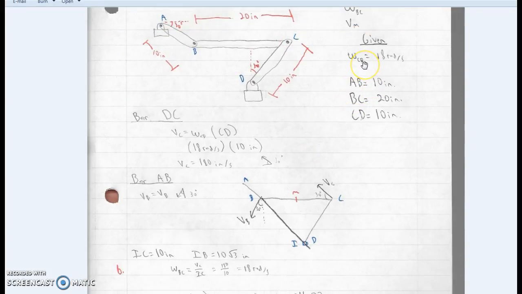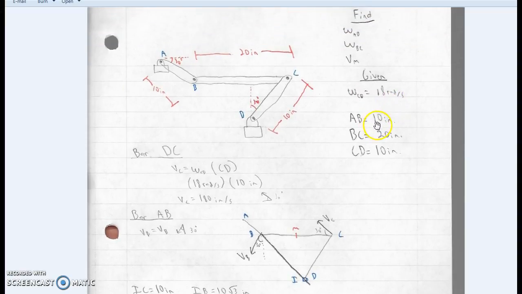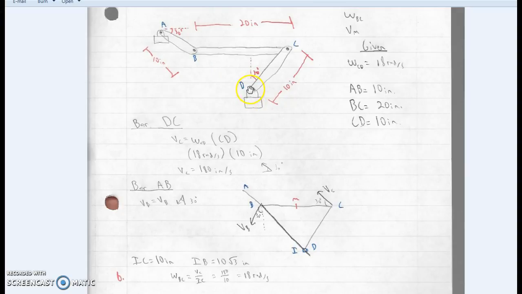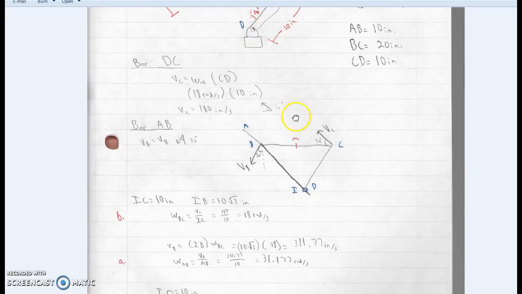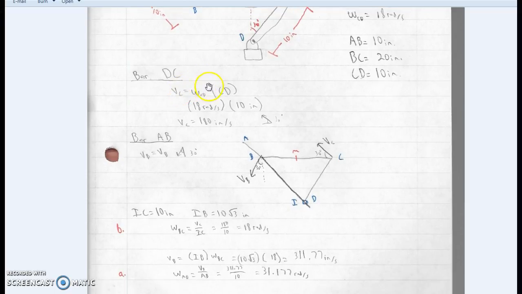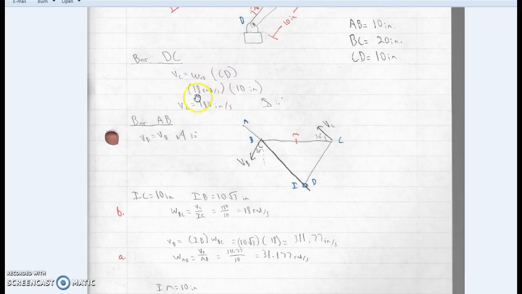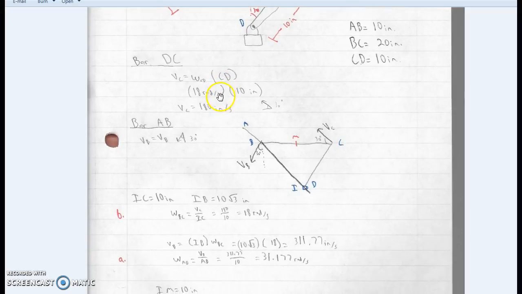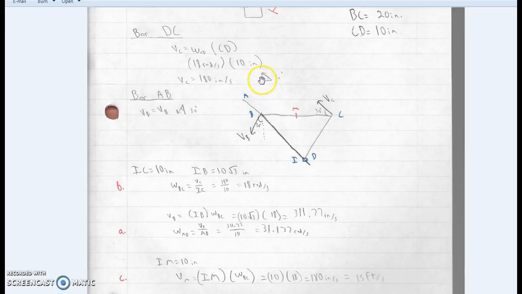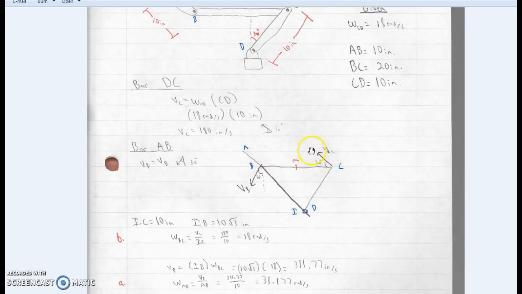They've given you the angular velocity of CD, which is 18 radians per second, and the three lengths of the rods, which is AB is 10 inches, BC is 20 inches, and CD is 10 inches. Then using that information, you start out with the two fixed points, A and D. So at point D, you're looking to find the velocity of C, given the omega and the length. You do velocity equals omega times the length, and the omega is 18 radians per second in the given, and then the length is 10 inches. So the velocity of C is 180 inches per second, and it's in that direction right there.